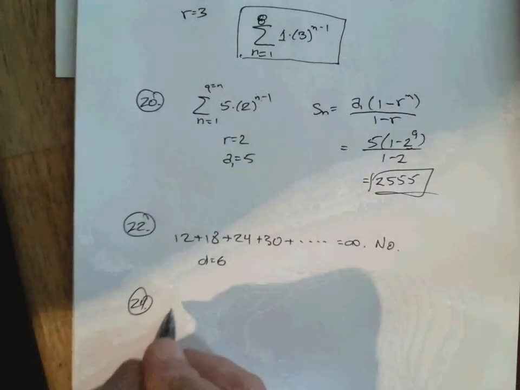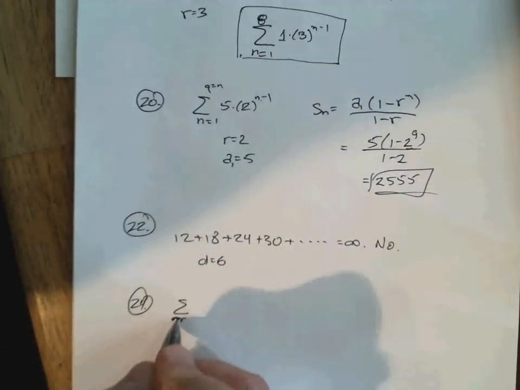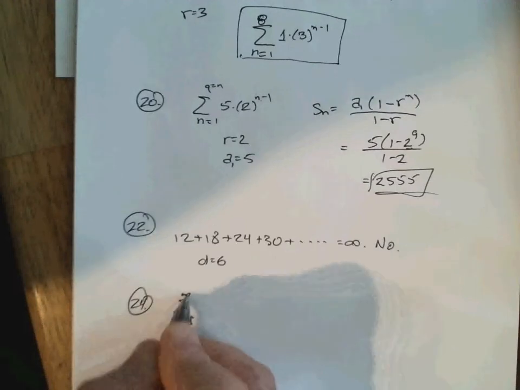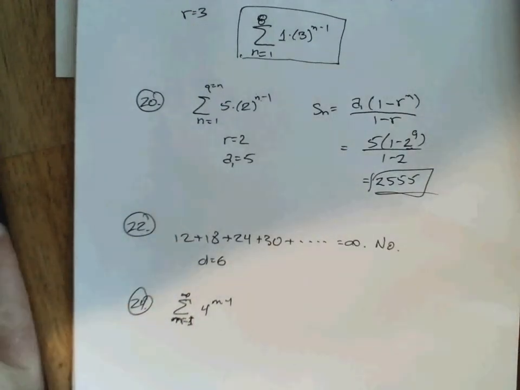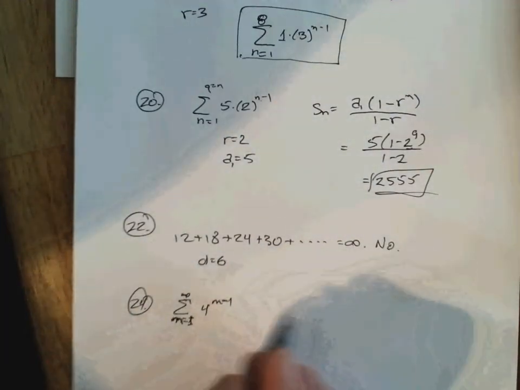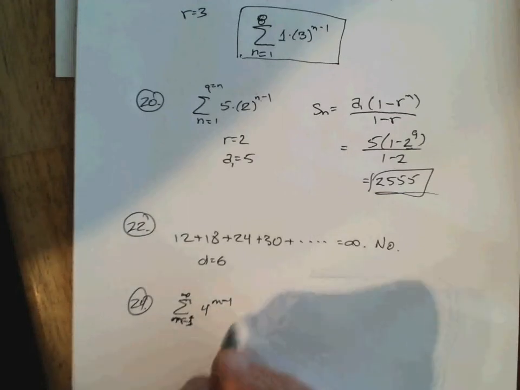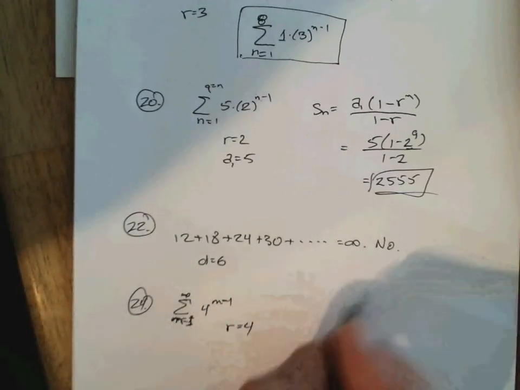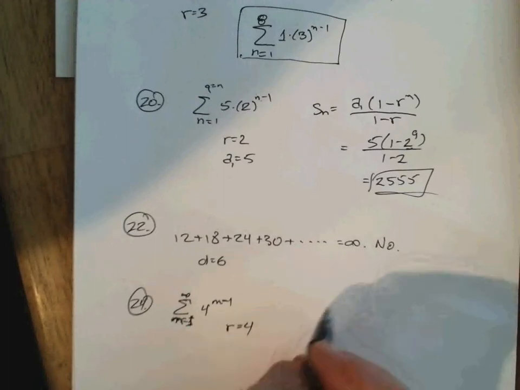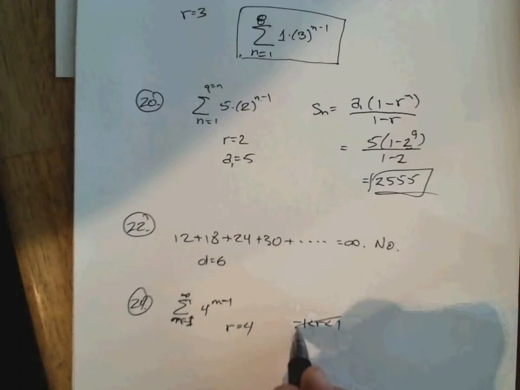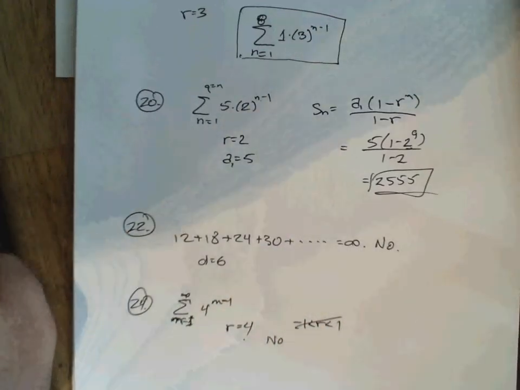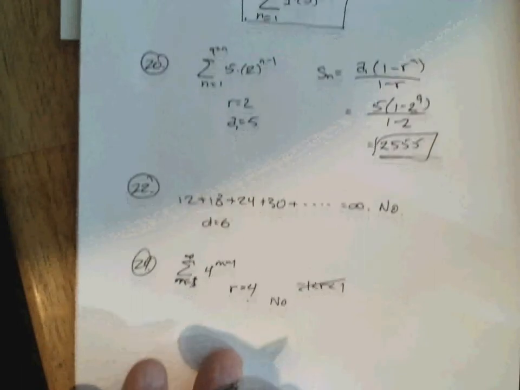In 24, we're looking at the sum of m from 1 to infinity of 4 to the m minus 1. And we're asking, is this going to be something that has a finite sum, or does this not exist because it's infinite? Okay, well, this is a geometric series, and r is 4. In order for the geometric series to have a finite value, r would have to be between negative 1 and 1. So that's not the case here. And that means no, this does not exist.